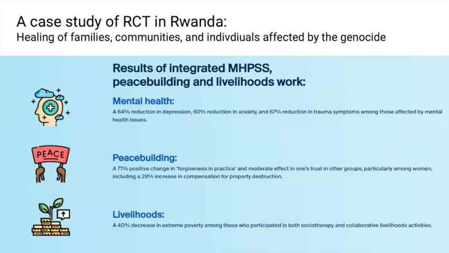We have found the intervention has been successful in massive reduction in mental health issues, a 64% reduction in depression, and similar reductions in anxiety and trauma. It's also been effective in peace building in local communities, with massive increases in things like forgiveness and attempts by people to resolve their differences, their grievances stemming from violence in the past. But also the intervention was successful in reducing extreme poverty, a 40% decrease in extreme poverty.